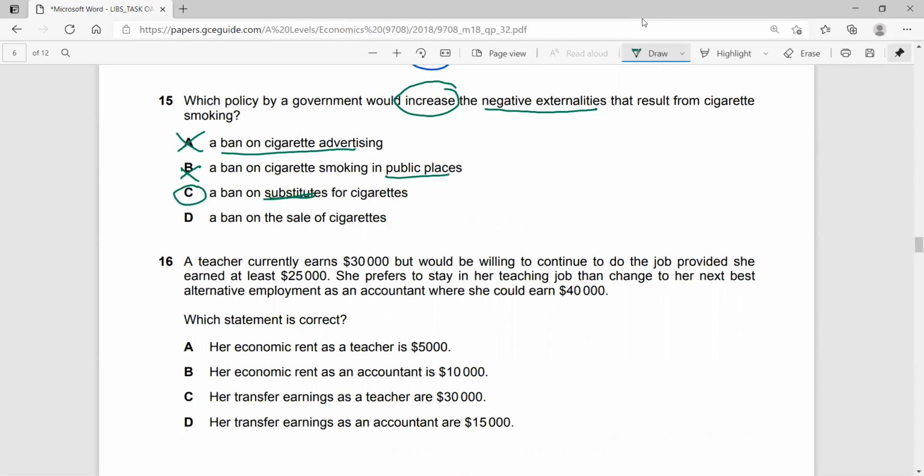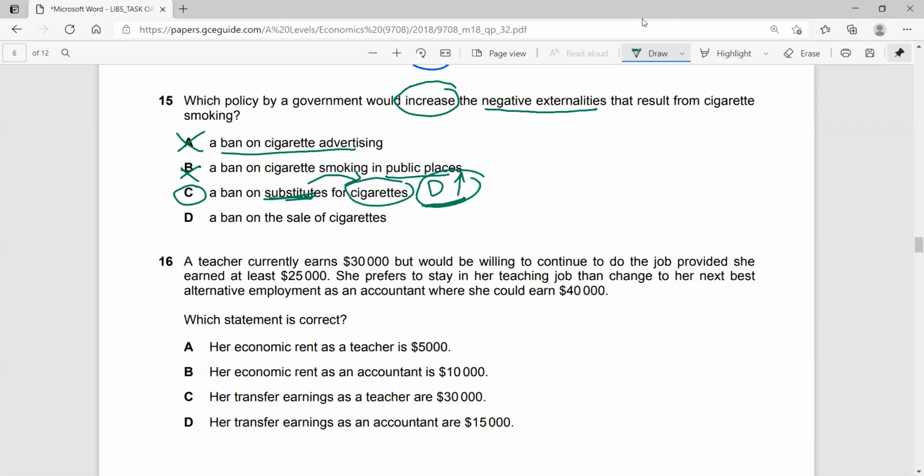Because if there are no substitutes for cigarettes, like vapes or nicotine patches or nicotine gum, then instead of consuming the substitute, people would just consume more cigarettes. The demand for cigarettes would increase. This is what we studied in AS, where if the price of your substitute increases and it becomes more expensive, the demand for your original product increases. Here, the substitute is not even becoming more expensive, it's just getting banned altogether. So you have no choice but to go back to the original product, that is cigarettes, and just consume that.